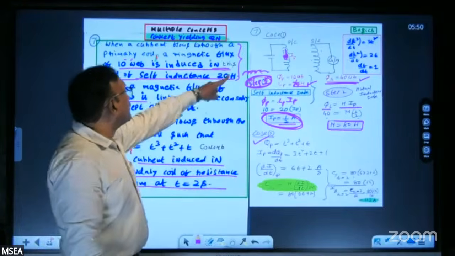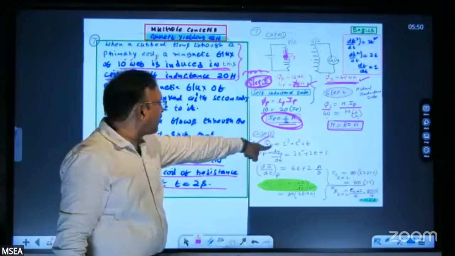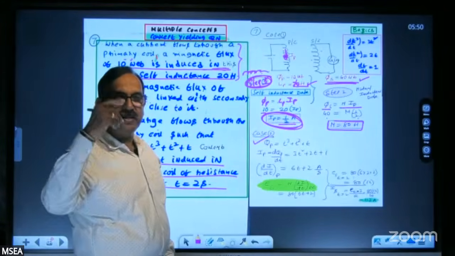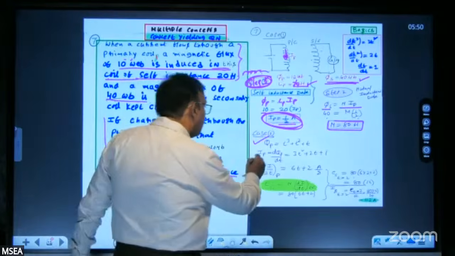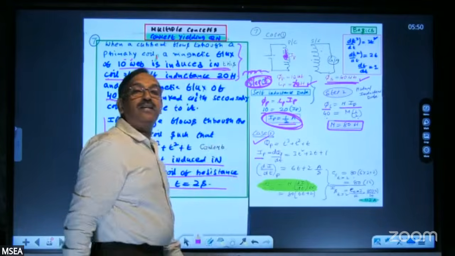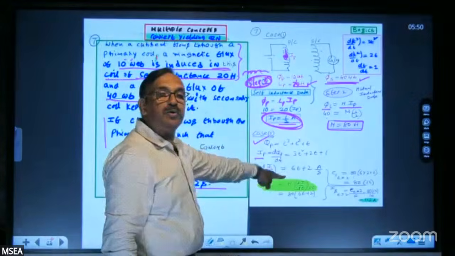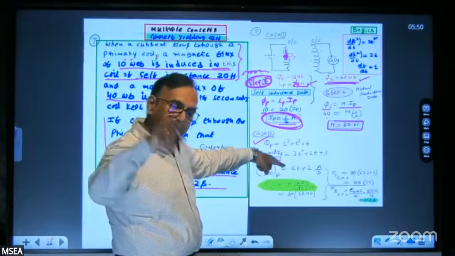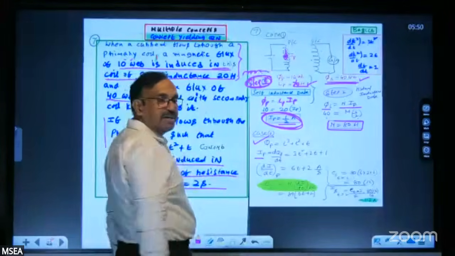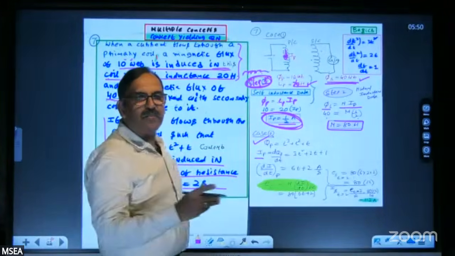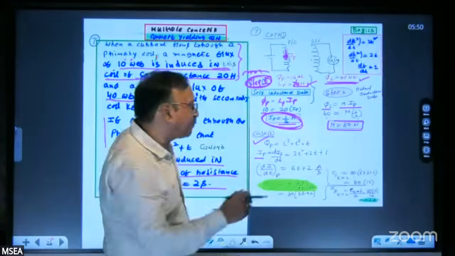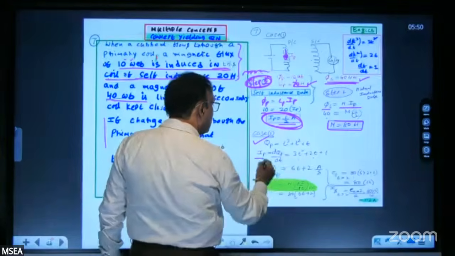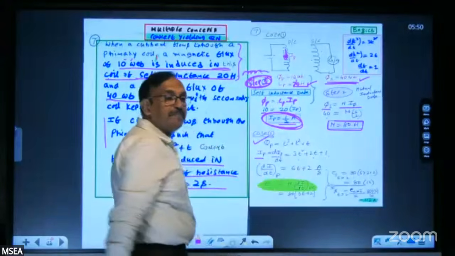Through this primary coil, the charge flowing is given. Whenever the charge changes with respect to time, some current is developed. I want to know the current in the primary coil. Current in the primary coil is nothing but dq by dt, the rate of flow of charge through the primary coil. So you have to do differentiation. Differentiation of t cubed is 3t squared, differentiation of t squared is 2t, and of t is 1. So this is the current in the primary coil.